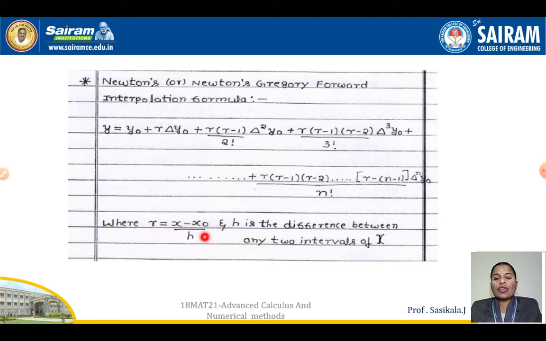Where r is equal to x minus x naught by h, and h, as we have just discussed, is the difference between two intervals of x. They should be equal, then only h is fixed. You can choose any one, such as the x naught to x1 difference. This x is the point at which you are going to calculate the value of y, and that x value is to be substituted.